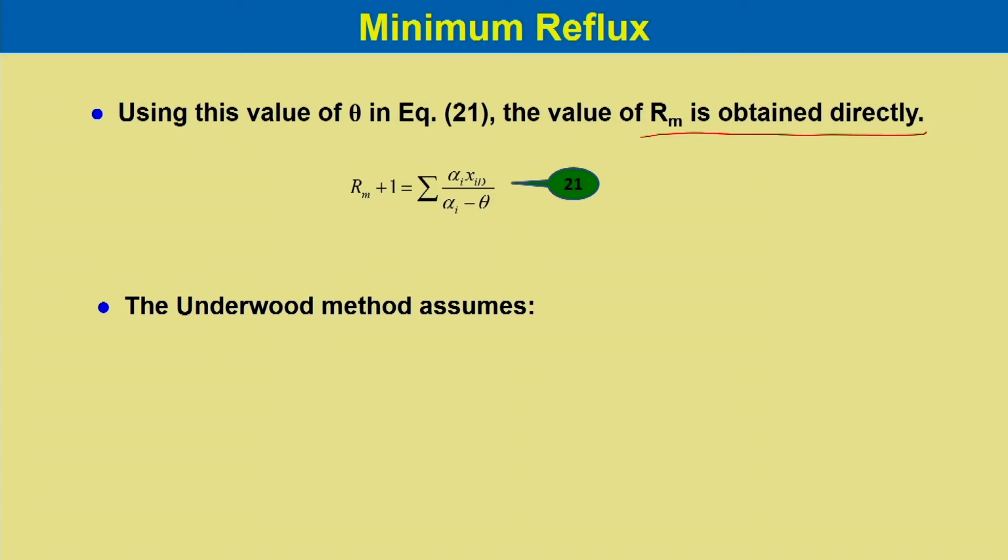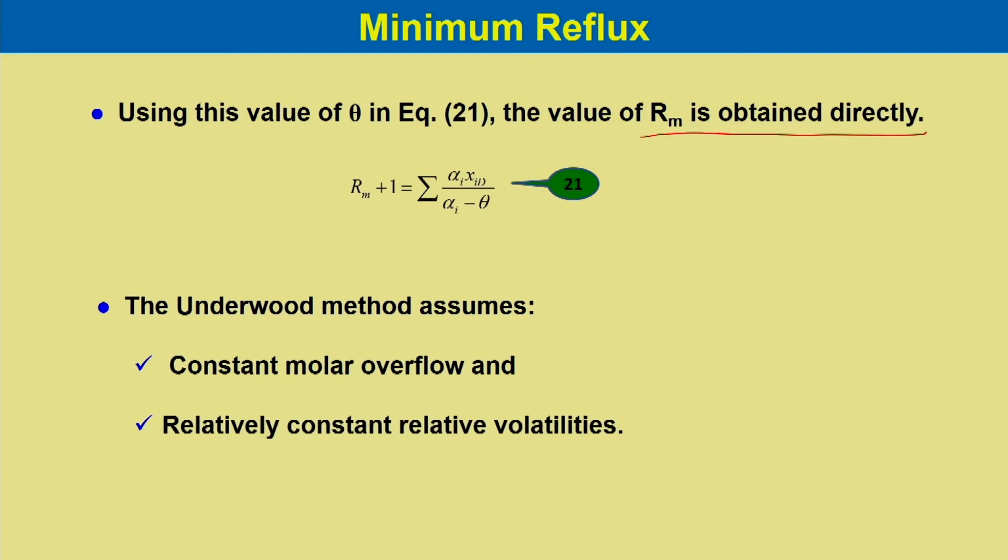The Underwood method assumes constant molar overflow and relatively constant relative volatility. These are the two major assumptions of the Underwood method.